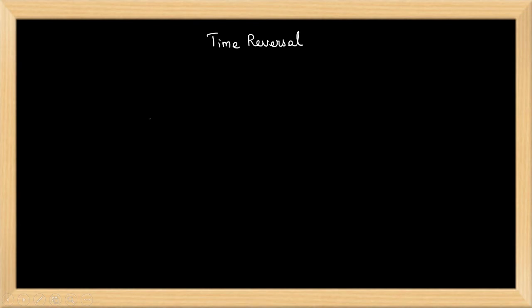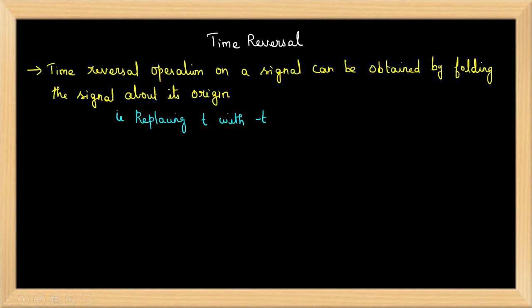Next one is the time reversal. The time reversal operation on a signal can be obtained by folding the signal about the origin, that is, replacing t with minus t. So let x of t be our given signal, and after time reversal our new signal will be y of t, which is equal to x of minus t.